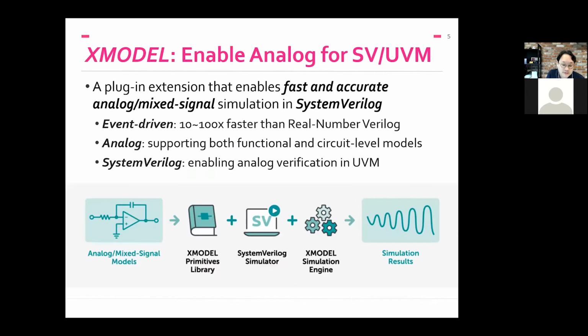I founded Scientific Analog in 2015, and one of its main products is called XModel. Let me briefly introduce what XModel does. It's essentially a plugin extension that works with existing SystemVerilog simulators like VCS or Xcelium. It enables fast and accurate analog mixed-signal simulation.